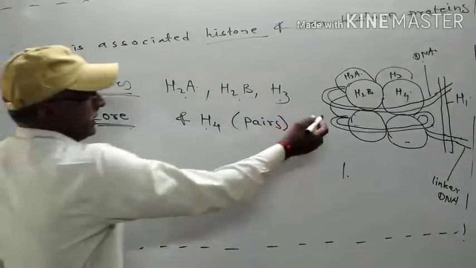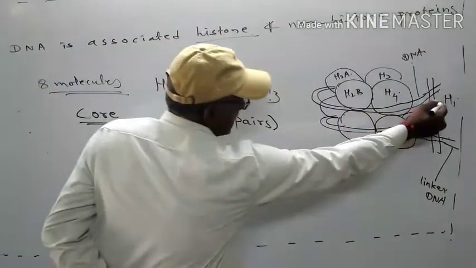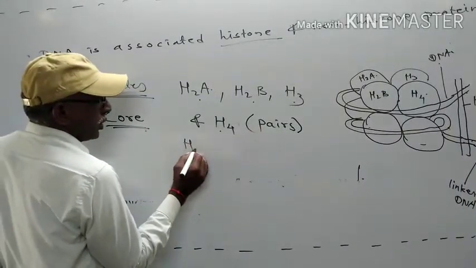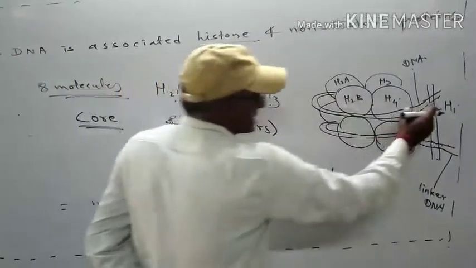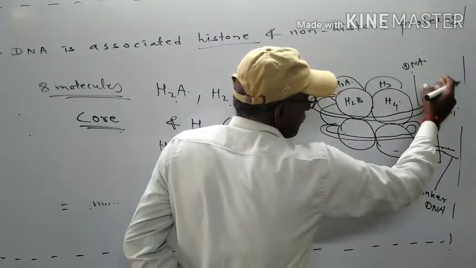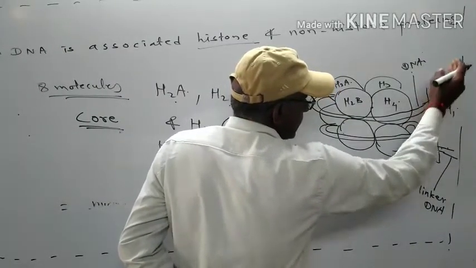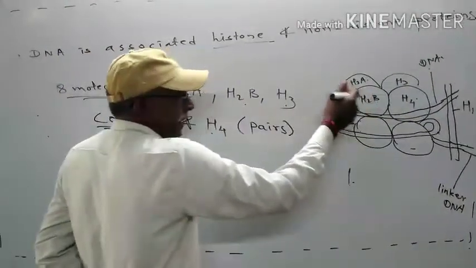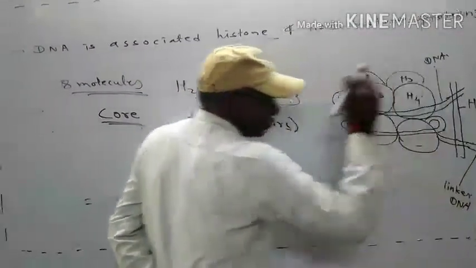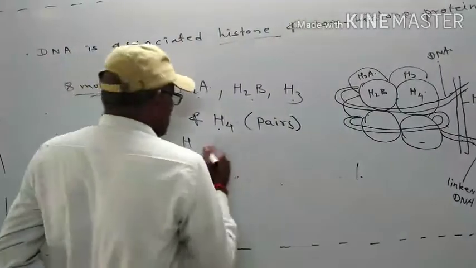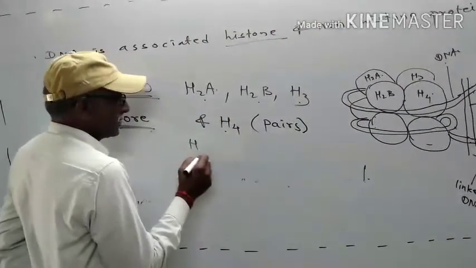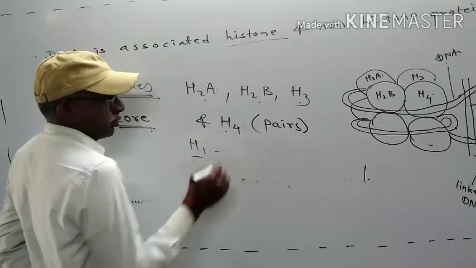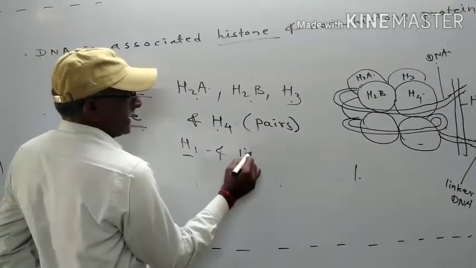Then DNA is wrapped around it. Here the H1 histone molecule attaches, which packs the DNA that enters the nucleosome and leaves the nucleosome. It holds it. This is the H1 histone molecule and the linker DNA.